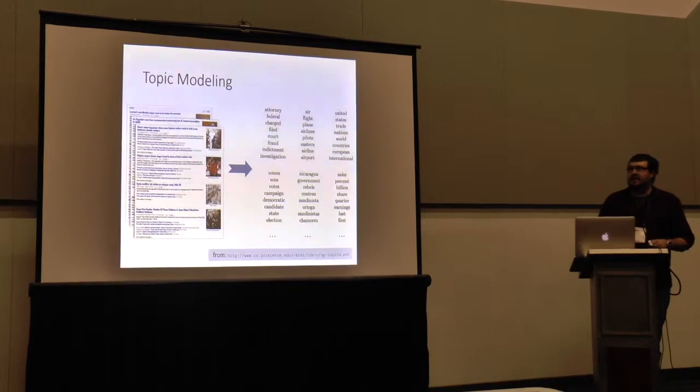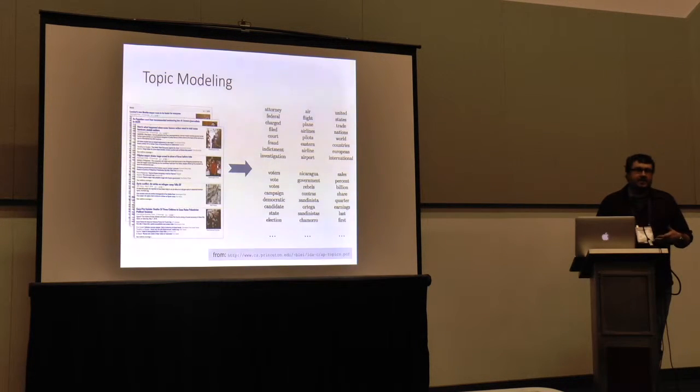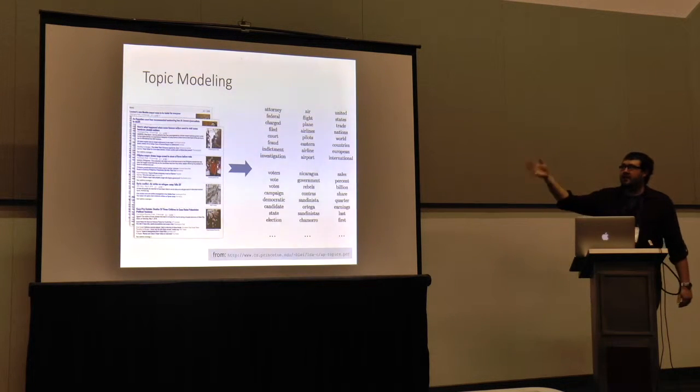So just for a little bit of background, a topic model is a probabilistic model that takes as input a collection of documents, such as news articles, and it outputs a set of what are called topics, which are these groups of hopefully semantically related words. So these examples here are taken from running a topic model on a corpus of Associated Press articles. And you see topics about like crime and politics and so on.